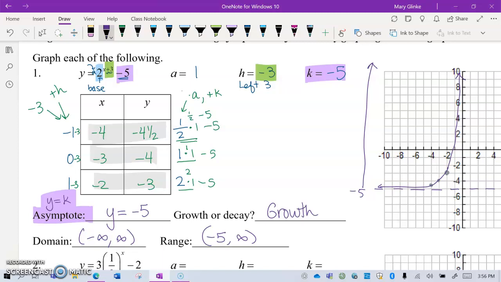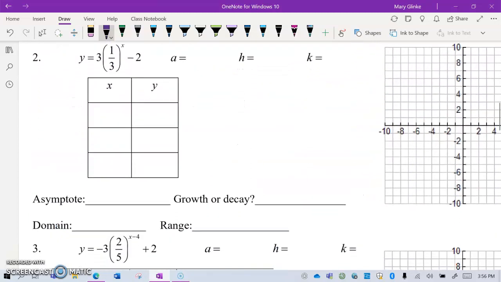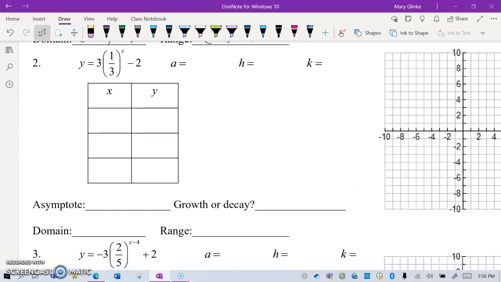Let's try another one. This one is going to have a base that's a fraction, so it's going to be kind of weird when we make our table of values. So first identify that 1 over 3 is your base. Next, your a value is out in front, which is 3. Your h value is 0 because there's nothing being added or subtracted up there with the x. The -2 is your k value, so it is moving down 2.